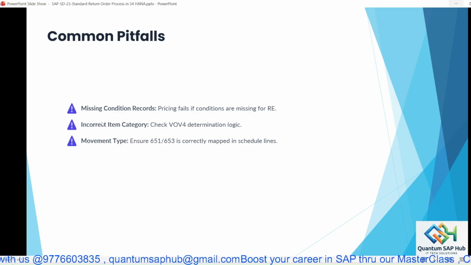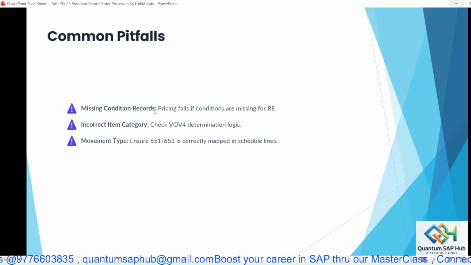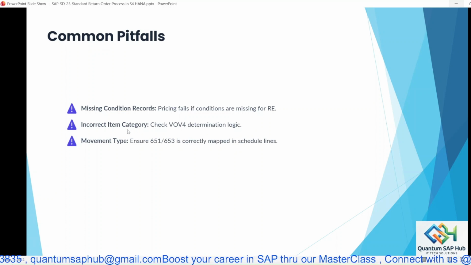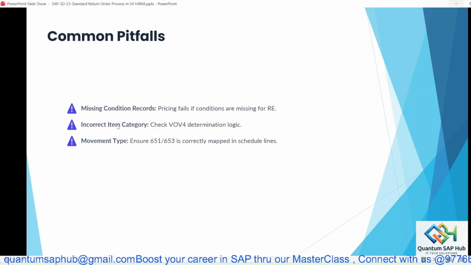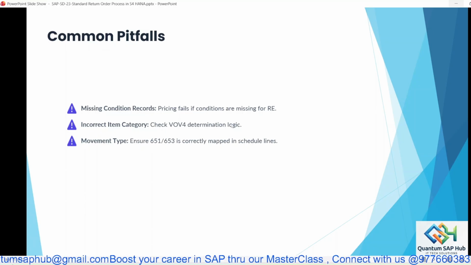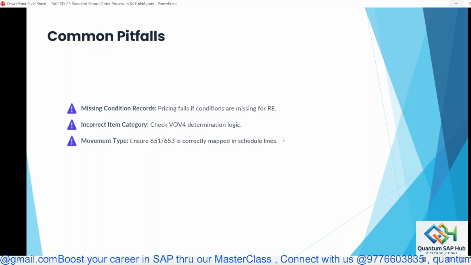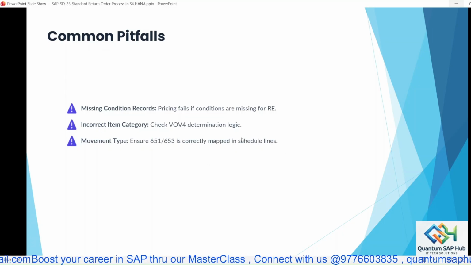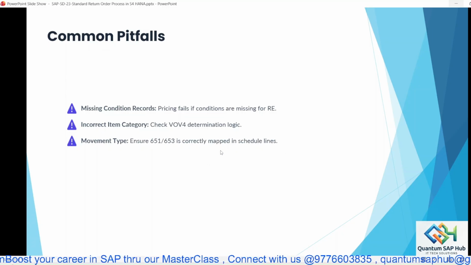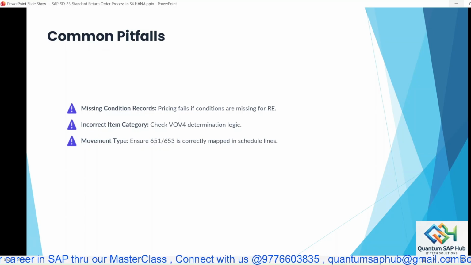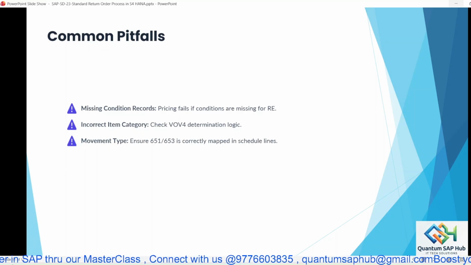So, common pitfalls. A missing condition record: if pricing fails, then definitely the pricing conditions are missing. An incorrect item category: check VOV7 for the logic mapping. And the movement type: this is mapped to the correct field, 651 or 653, so you map to the correct type. So we'll see it in SAP now.